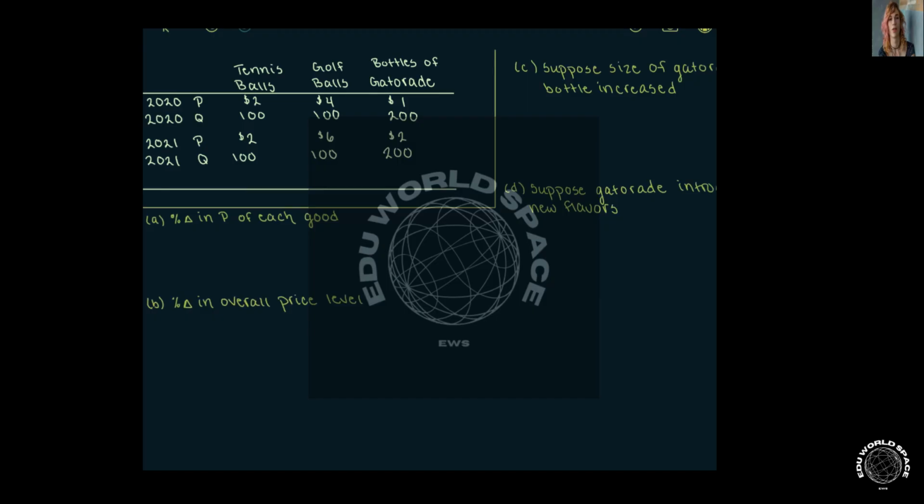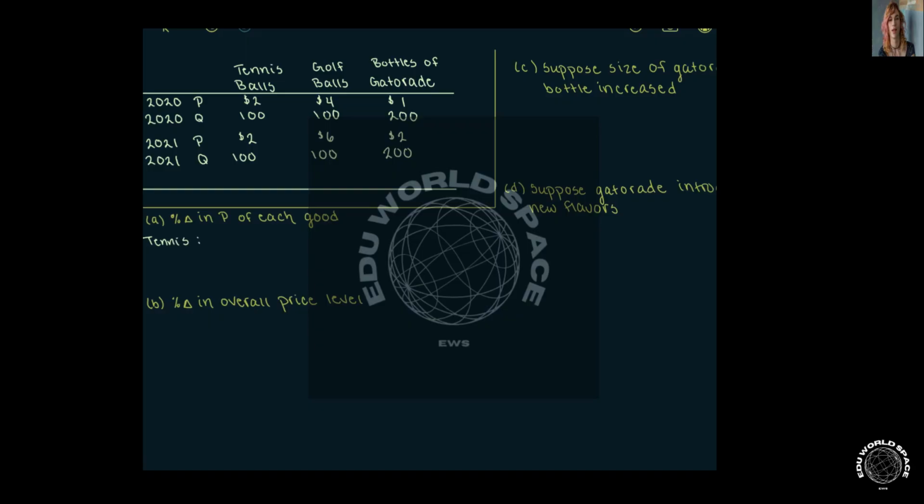All right, here we are working on calculating cost of living using the CPI and changes in prices and quantity between 2 years. And we're given 3 goods: tennis balls, golf balls, and bottles of Gatorade. We also have their prices and quantities for 2020 and 2021. What we are first asked to do in part A is determine the percentage change in the price of each good. So let's start with our tennis balls here.